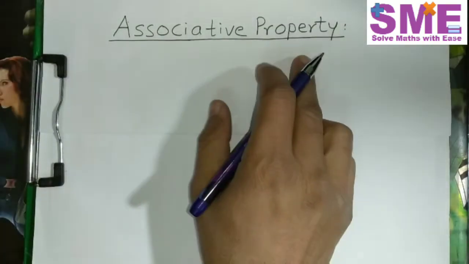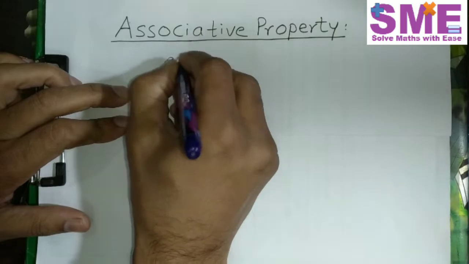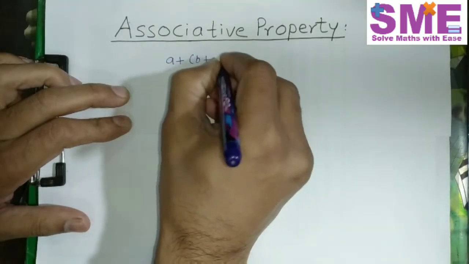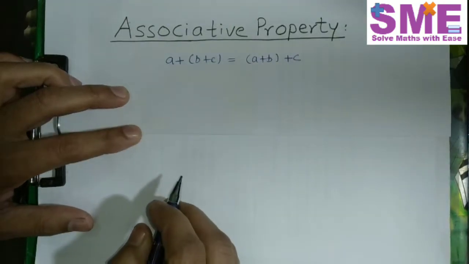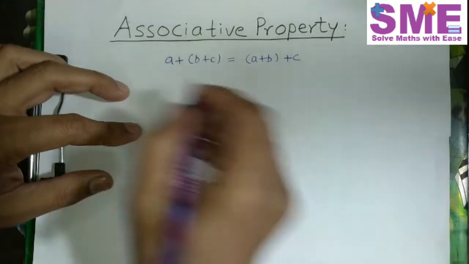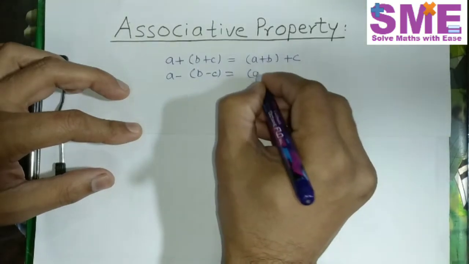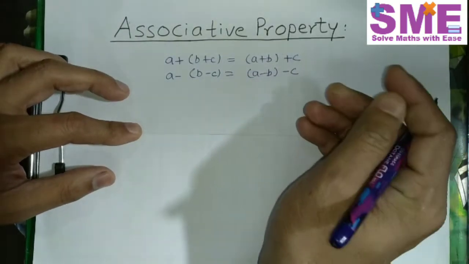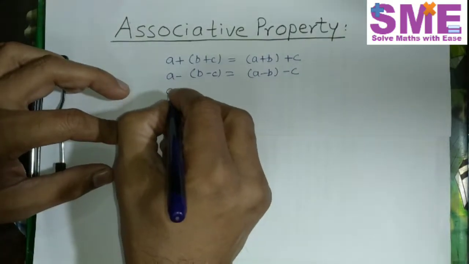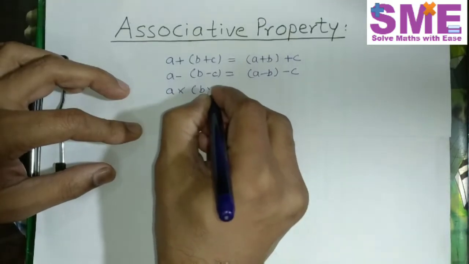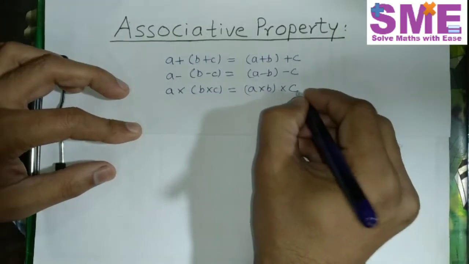So let us now check the associative property. So the associative property holds true for any number if (a + b) + c is equal to a + (b + c). This is for addition. Similarly, for subtraction, if (a - b) - c is equal to a - (b - c), if this is true, then the associative property holds true for subtraction. Similarly, for multiplication, (a × b) × c should be equal to a × (b × c).